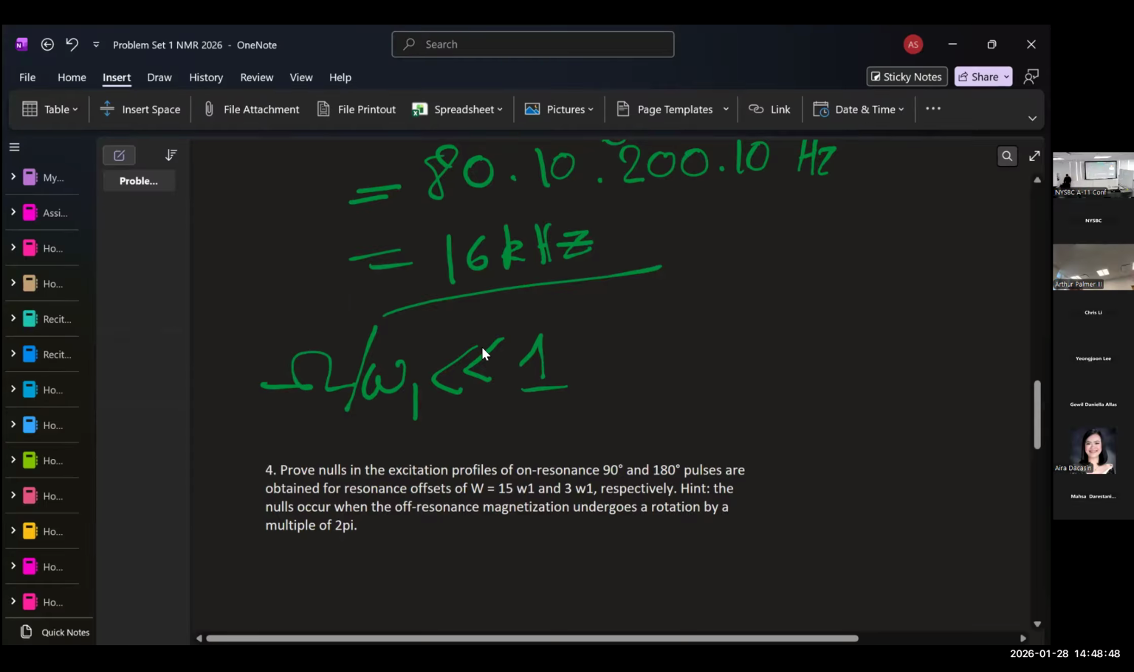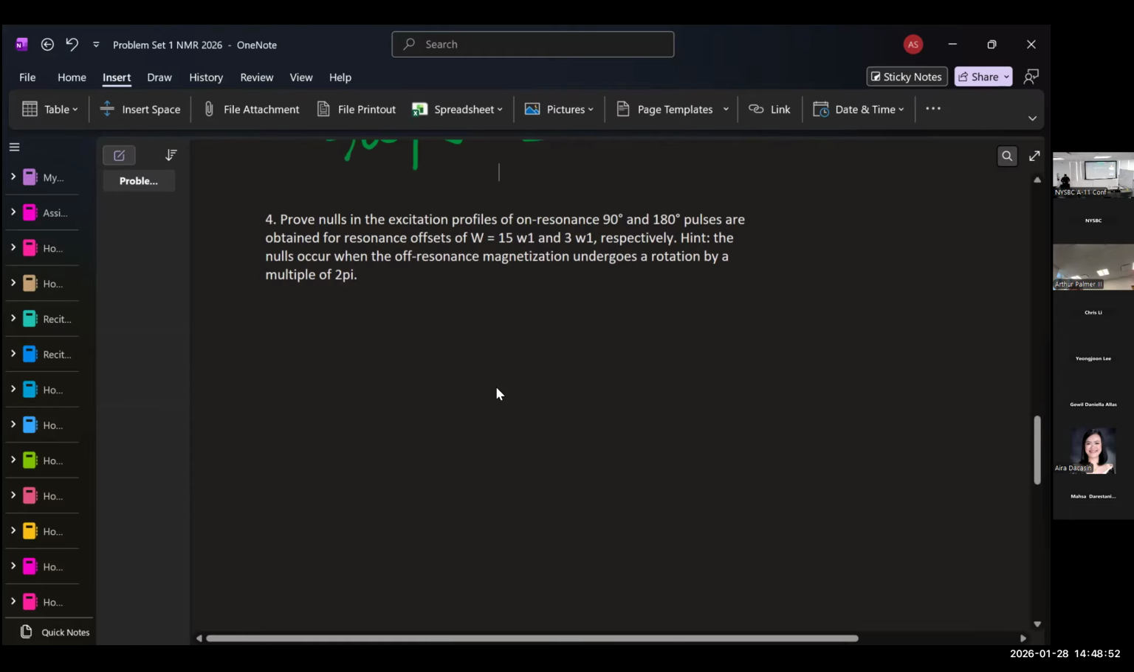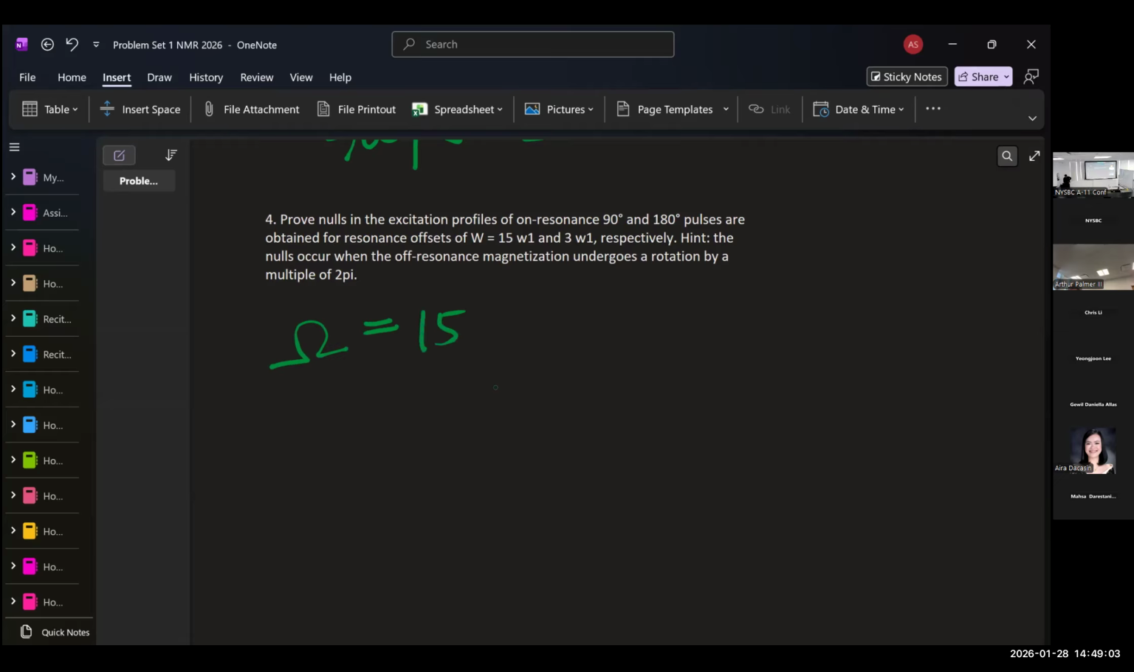So I've picked out two problems which talk about this effect in a very interesting fashion. One is problem 4, which says prove that nulls in the excitation profiles of on-resonance 90 and 180 pulses are obtained for resonance offsets of capital omega equals 15 times omega 1, and capital omega equals 3 times omega 1. The nulls occur when the off-resonance magnetization undergoes a rotation by a multiple of 2 pi.